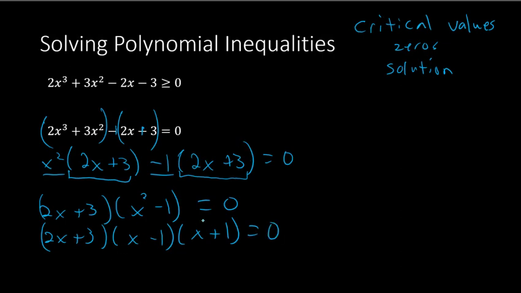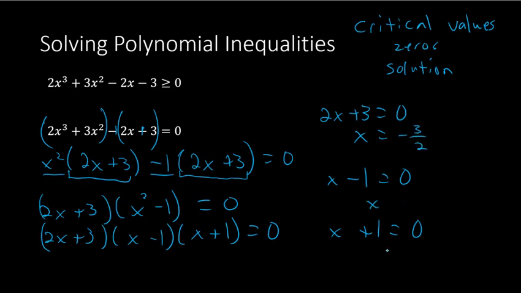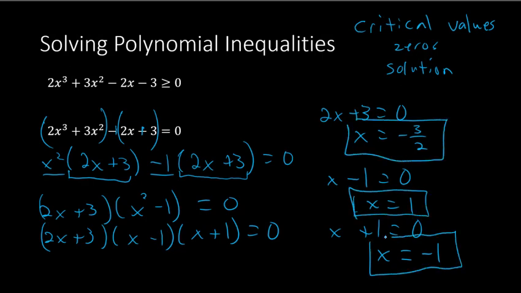So now to solve this, we set each part equal to 0. So either 2x plus 3 equals 0, x minus 1 equals 0, or x plus 1 equals 0. So you solve each of these to get x equals negative 3 over 2, x equals 1, or x equals negative 1. So your critical values are here, here, and here. Now that's not your answer. We're not done yet, but that is our critical values. So we're going to take those numbers and then we'll use those in a moment.